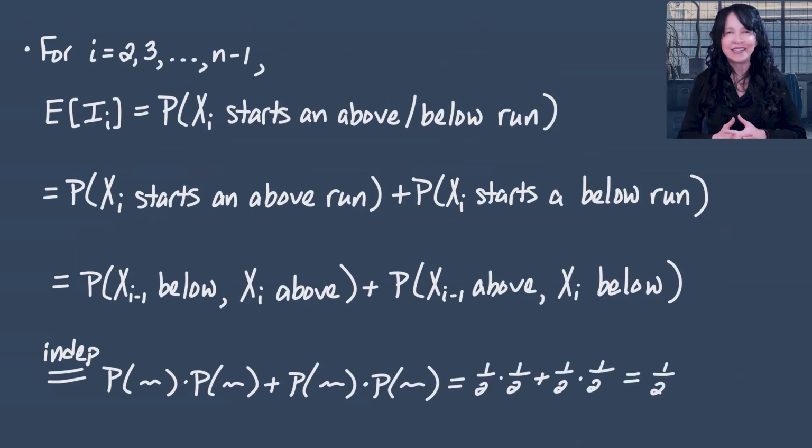So what were we trying to do? We were trying to figure out what to expect for that number of runs. On my slide of 21 values, I saw 11 runs.